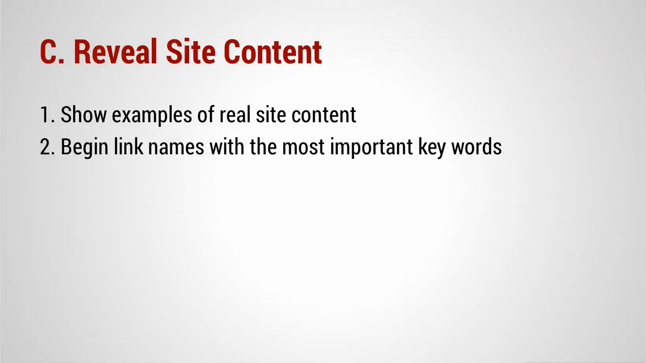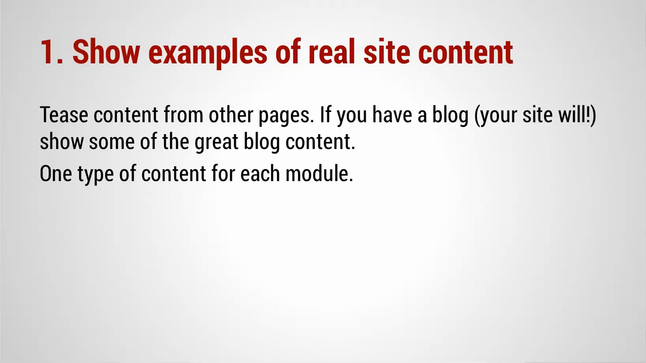You're going to show examples of real site content and then begin link names with the most important keywords. Let's look at site content first. What you want to do in these featured content modules really is tease content from your other pages. If you have a blog, which your site is required to have, you want to show some of that great blog content on the homepage. Otherwise, people might not even know you have a blog.